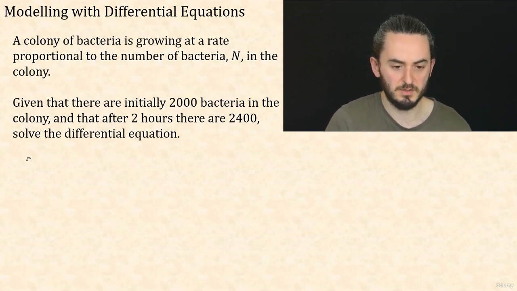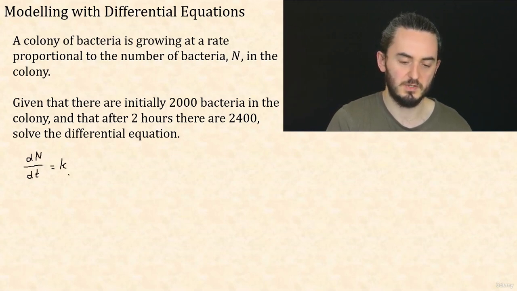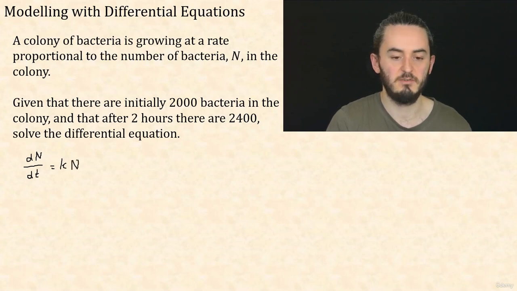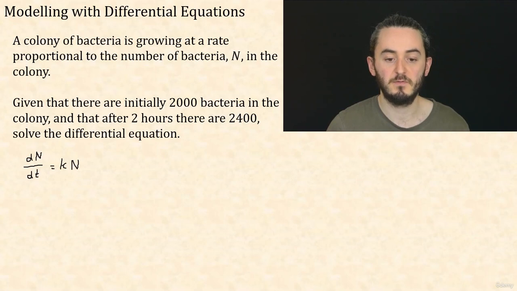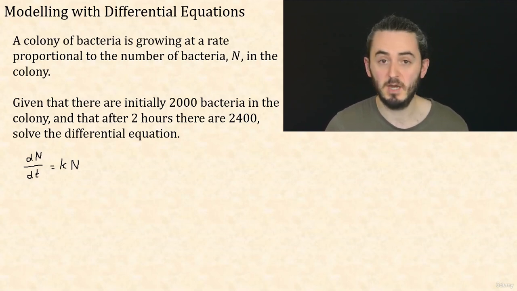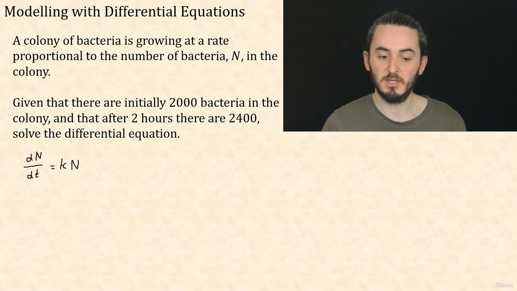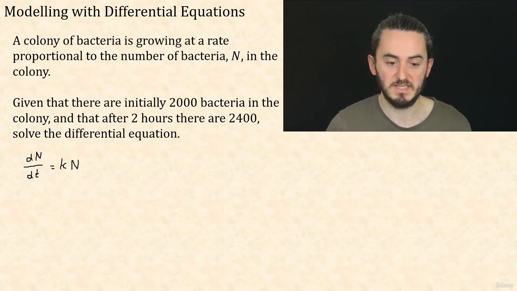And we saw that the rate of change of the number of bacteria, dn by dt, was proportional to, so k times, the number of bacteria. So it says, given that there are initially 2,000 bacteria in the colony and that after 2 hours there are 2,400, solve the differential equation. That means come up with an equation that tells me what the number of bacteria is in terms of time. Okay, it's just a formula for n in terms of t.